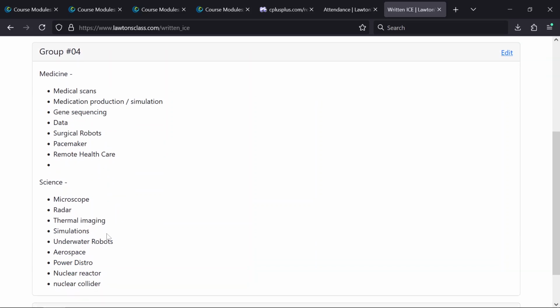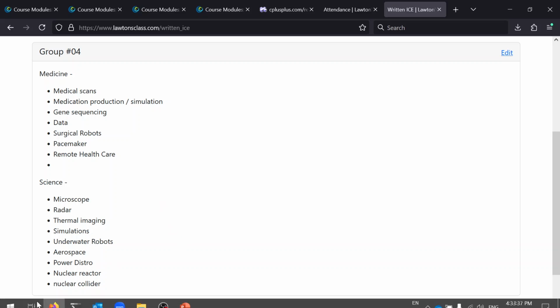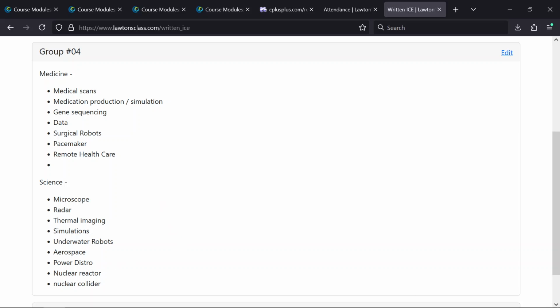Microscopes, radar, any kind of simulations, good. Just any plane these days up in the air is using some sort of aviation software to help it. What is power distro? I haven't heard of that. Oh, yeah, I understand. It's like trying to keep everybody's house powered. I like it. And yeah, just doing anything with nuclear or anything, trying to keep it all at the right temperature, all contained. Very, very good.